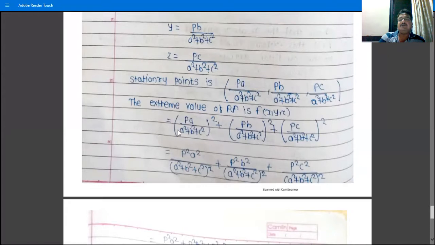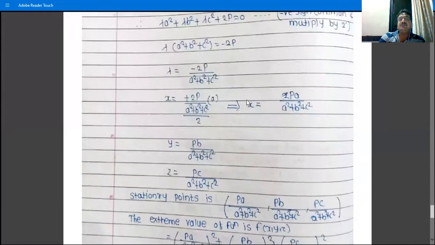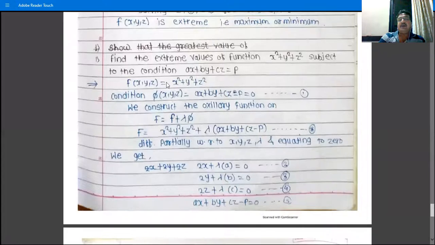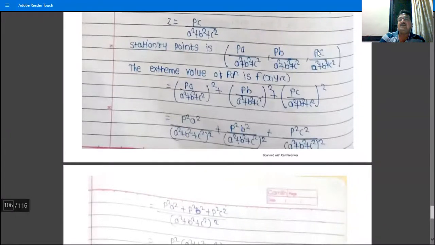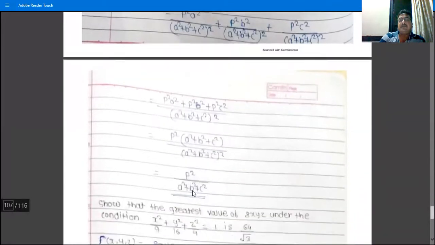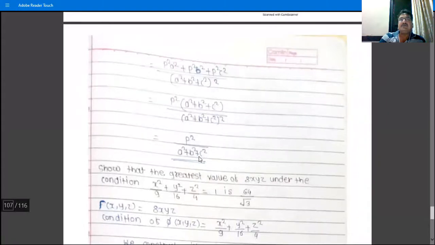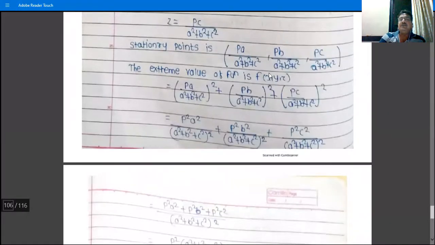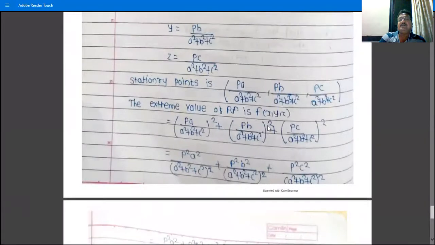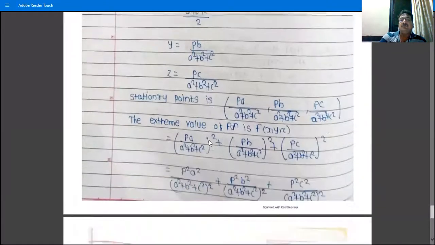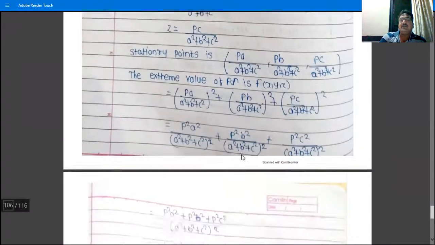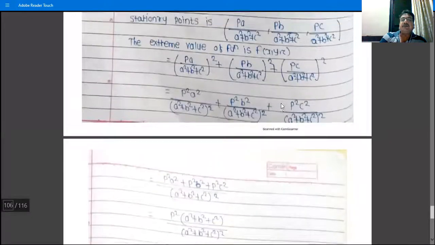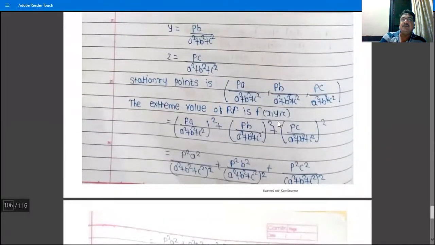So the extreme value of f(x, y, z): substitute into the function, f(x, y, z) is x square plus y square plus z square. Substitute x, y and z as these values, and we have p square by a square plus b square plus c square as the extreme value of the function. What is the meaning of extreme value? Extreme value means either the maximum value or the minimum value. If there is no condition to decide which it is at this point, just write the extreme value, meaning the maximum or minimum value of the function.